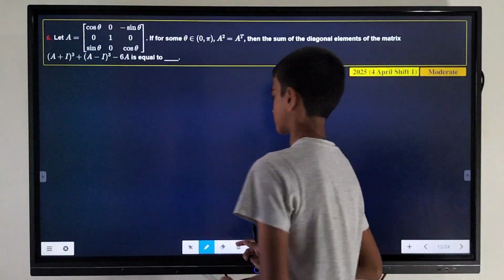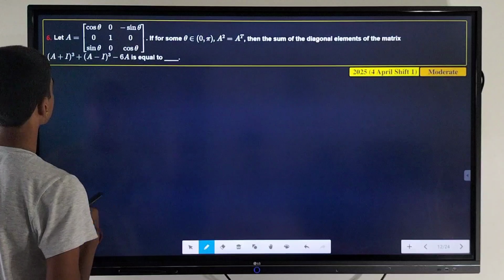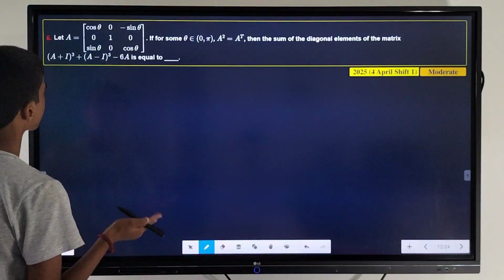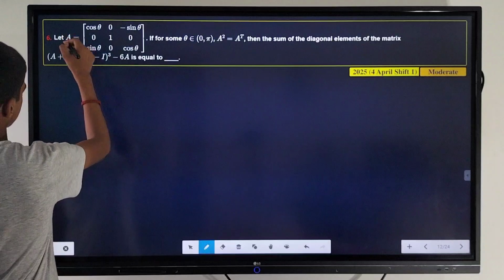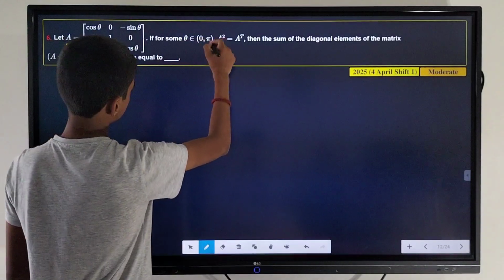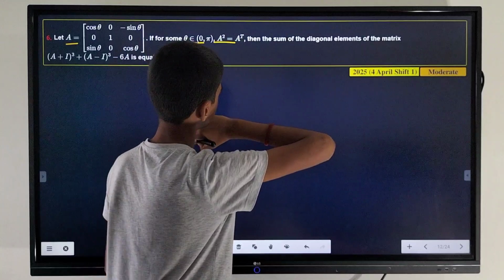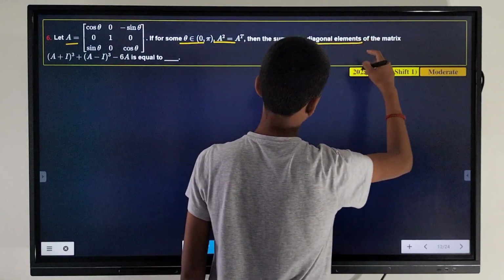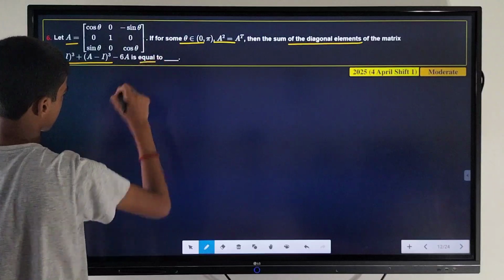Here is our next question now. This time our question says, let A is equal to this matrix. If for some theta between 0 to pi, A square is equal to A transpose, then the sum of diagonal elements of the matrix is equal to.